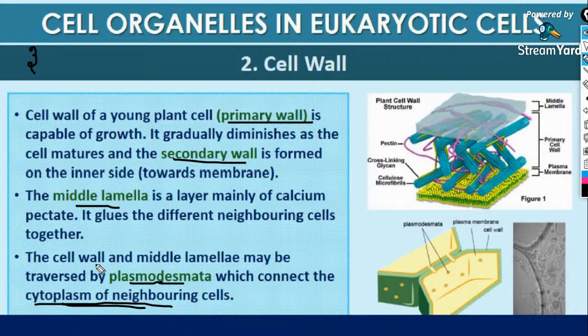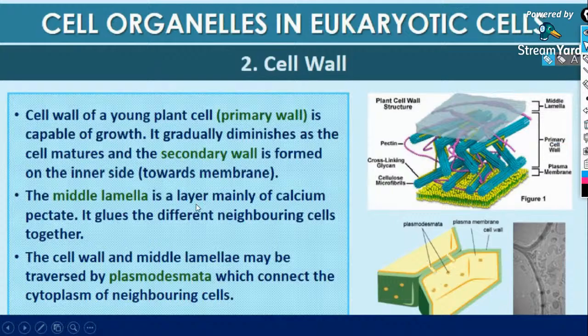The connections traversing the cell wall and middle lamella are known as plasmodesmata. So substances can be transferred between cells through plasmodesmata. So that's about the layers of the cell wall.